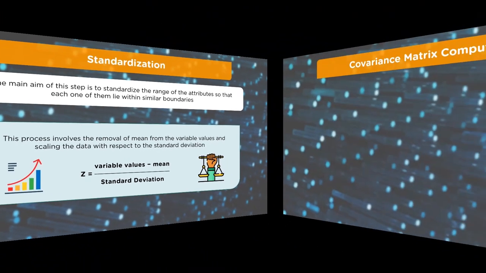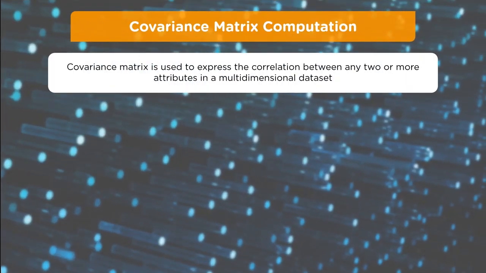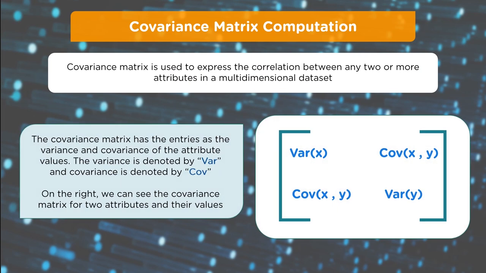The covariance matrix computation. The covariance matrix is used to express the correlation between any two or more attributes in a multi-dimensional data set. The covariance matrix has the entries as the variance and the covariance of the attribute values. The variance is denoted by var and the covariance is denoted by cov. On the right, we can see the covariance matrix for two attributes and their values.